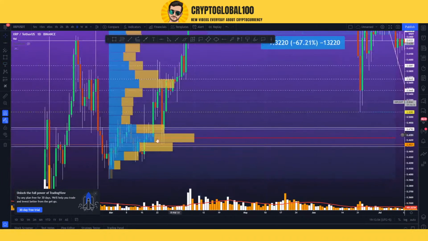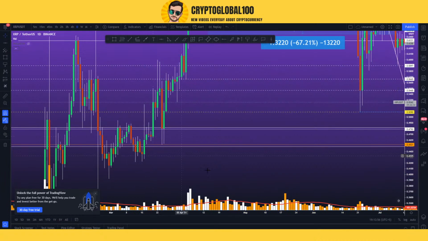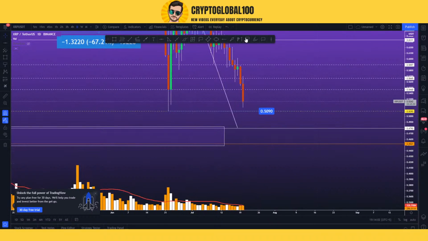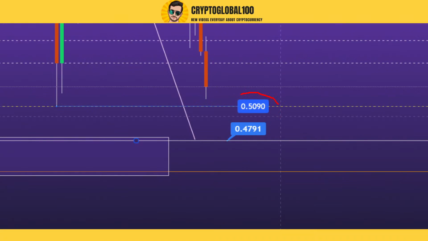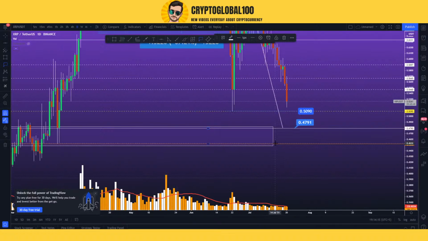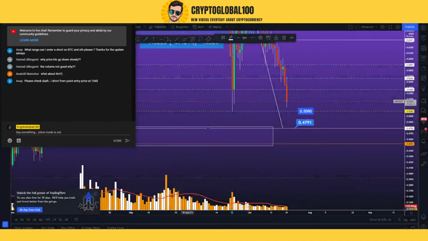And if we go back, if I delete this one, we have this area as a strong support. So I'm gonna turn on the price here as well, this area. So guys, this is the area I'm looking forward to, 0.50, 0.47. This is the area where I'm going to place my buy orders for the XRP. Do you have anything else?